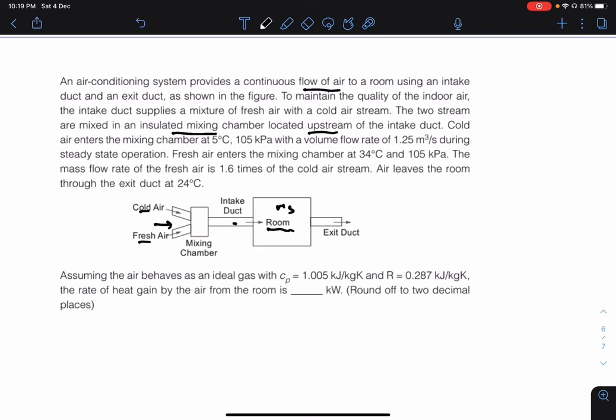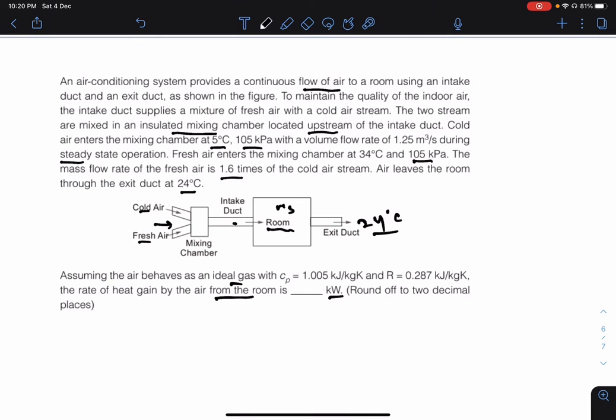So we have been given the condition of the cold air, that is 5 degrees Celsius and 105 kilopascal during the steady state operation. Fresh air enters a mixing chamber at 34 degrees Celsius and 105 kilopascal. So the pressure of the air remains constant. The mass flow rate of the fresh air is 1.6 times that of the cold air stream. Air leaves the room through the exit duct at 24 degrees Celsius. Assuming the air behaves as an ideal gas, we have to calculate the rate of heat gain by the air from the room in kilowatts.